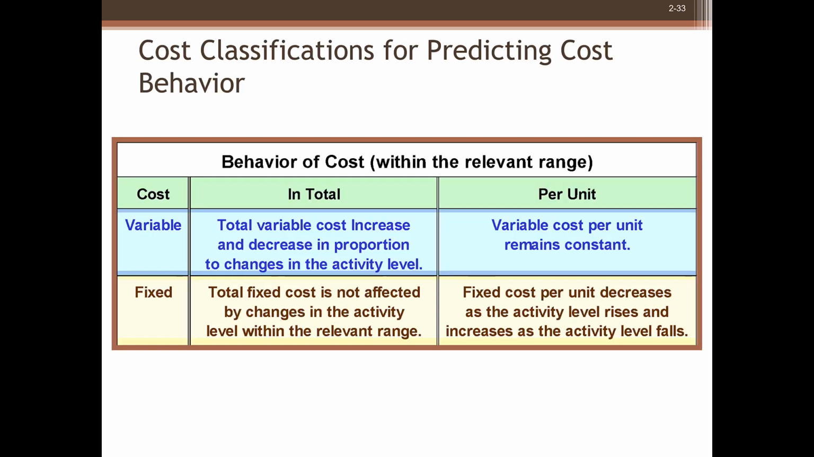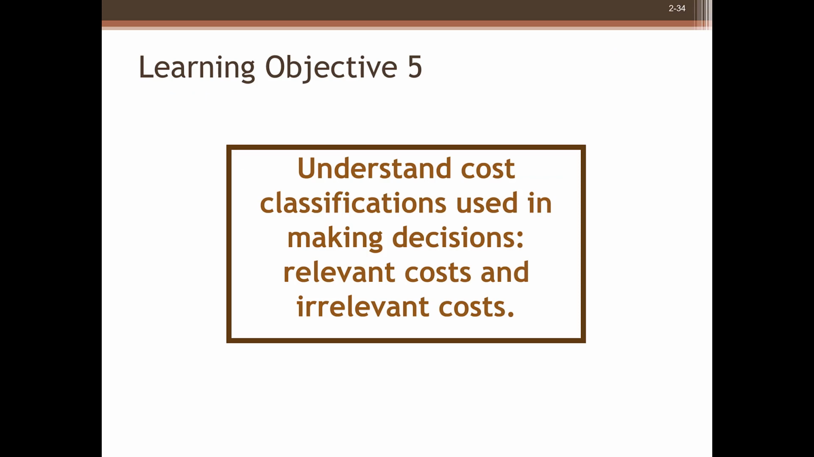This is a summary of the cost behavior for variable and fixed costs. So you can see for variable cost, total variable cost increases and decreases in proportion to changes in the activity level. But per unit variable cost remains constant. For fixed cost, the total fixed cost is not affected by changes in the activity level within the relevant range. It's constant. But per unit fixed cost decreases as the activity level goes up and increases as the activity level goes down.